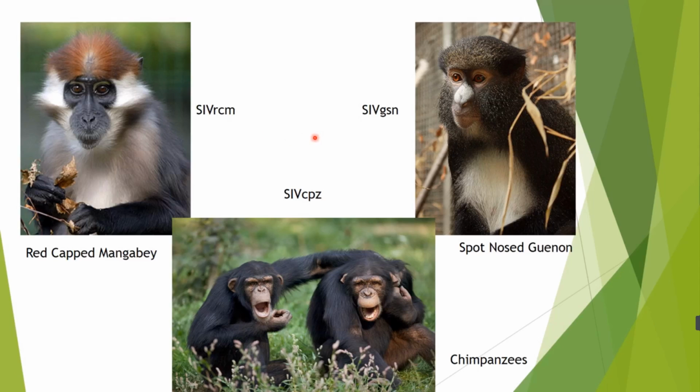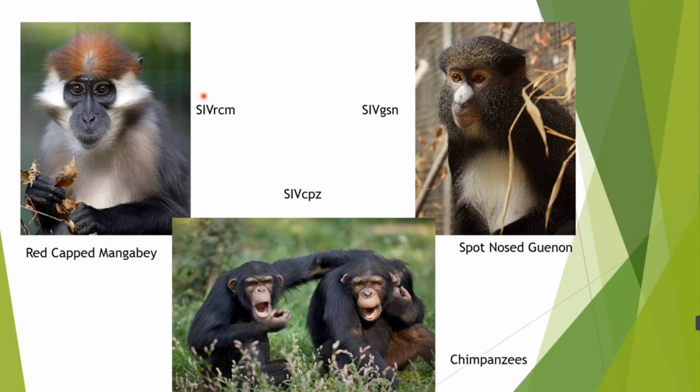And what I want to get into is how the virus came into being. This is the SIV from chimpanzees. So, the players that we're going to be talking about: 1, the red-capped mangabey; 2, the spotted-nosed guenon; and 3, chimpanzees. And in particular, it's going to be a very special subset of chimpanzees, and we'll get to that in a little while. But what I want to draw your attention to is the following.